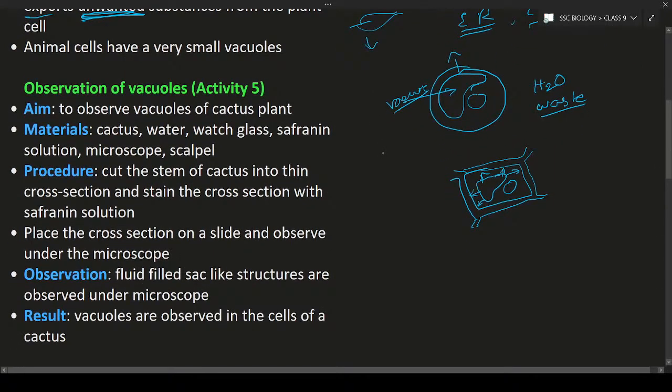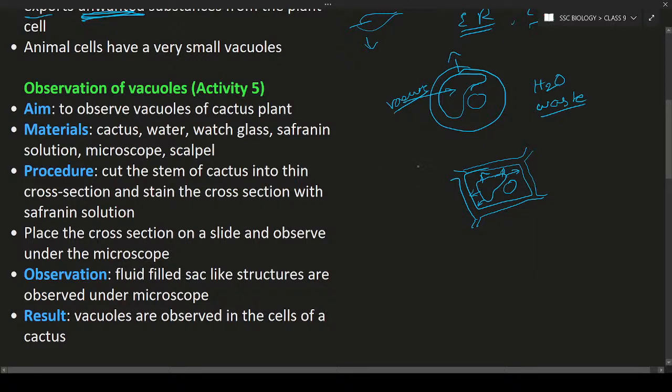And next is observation of vacuoles. The aim of this experiment is to observe vacuoles in the cactus plant. So what is a cactus? A cactus is a desert plant. It is also a xerophyte. You might have studied in the 8th class what a xerophyte is.